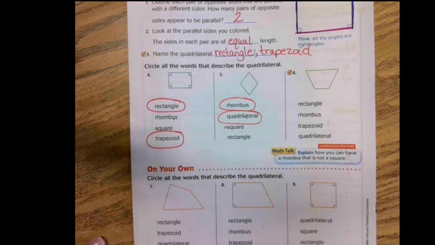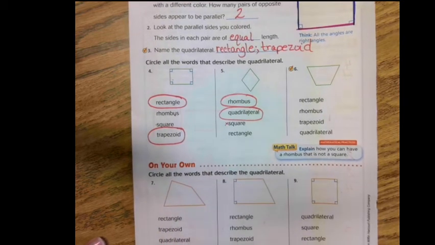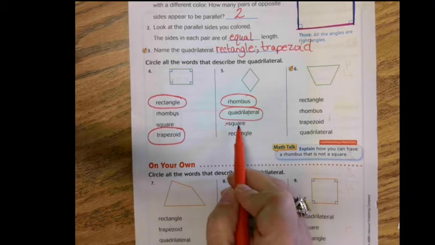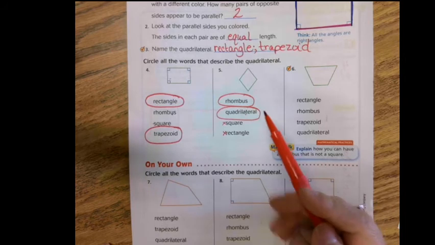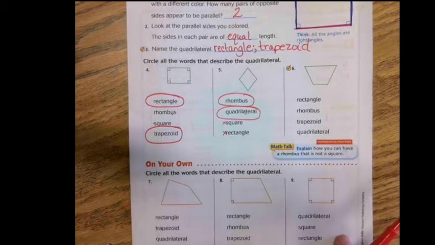Now let's see if it could be a rectangle. What are the rules for a rectangle? Two pairs of parallel lines, I do have that. Two pairs of sides that are of equal length, I do have that. And four right angles. Well, we said the square didn't have it, so that means the rectangle is not going to have those four right angles either. So it can't be those. So it is only a rhombus and a quadrilateral for these choices.